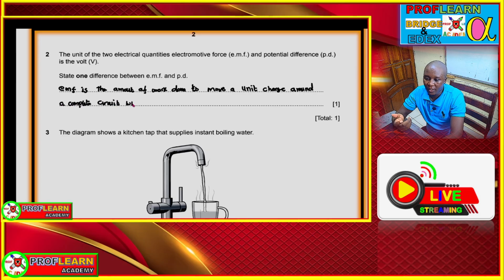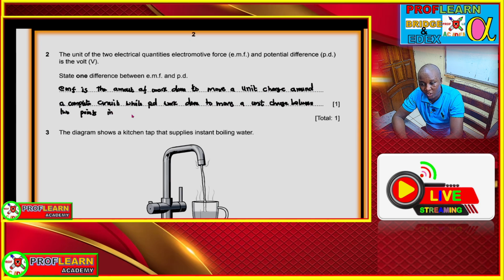And also, if in a question you are asked to give similarities, you can talk of both of them representing work done per unit charge. Also, both of them are measured in volts or measured using a voltmeter. So that's what you're supposed to do in question 2.